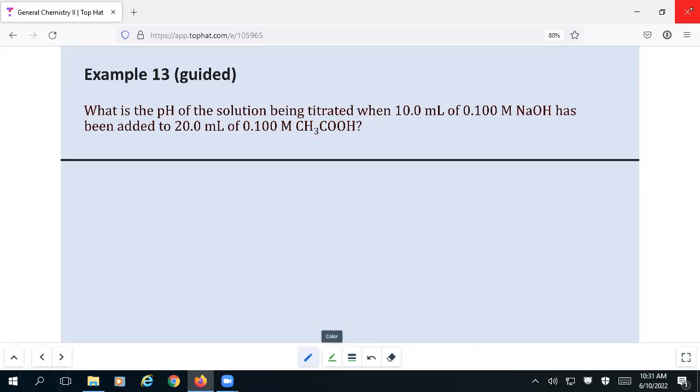What is the pH of a solution that is being titrated when 10 milliliters of 0.1 molar sodium hydroxide has been added to 20 milliliters of 0.1 molar acetic acid? Now, it's not given to us in the problem. The Ka for acetic acid is 1.8 times 10 to the negative fifth. Again, that one comes just from, we use acetic acid all the time.